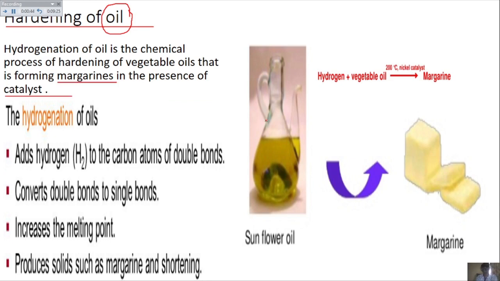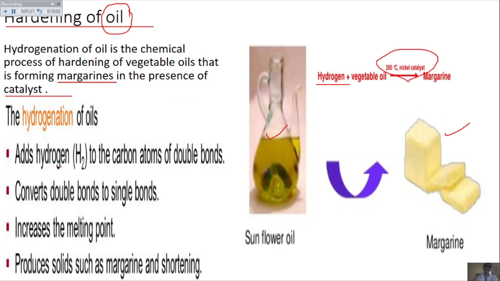And that is what you are having here. This oil, in the presence of a catalyst, by the addition of hydrogen, that is what we call hydrogenation. By the addition of hydrogen, it becomes saturated. By the time it becomes saturated, it turns to solid, and that becomes fat. The product you're having here is margarine as a solid. Therefore, this can only be possible in the presence of a catalyst at a temperature of about 200 degrees Celsius.